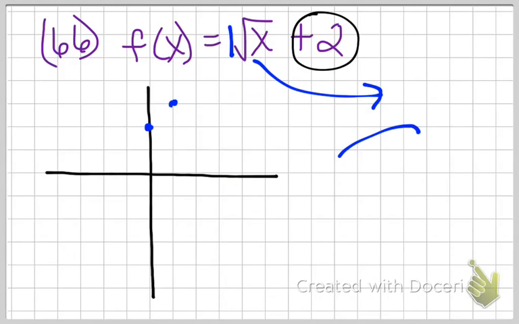That's not a very good one. Hold on a second. Okay, so it looks kind of like this. Can't get my graph to go. There we go. That's kind of what it looks like. So, since our graph is that same graph, it's just shifted up 2 places, we're going to go right through here, and that's our graph for number 66.